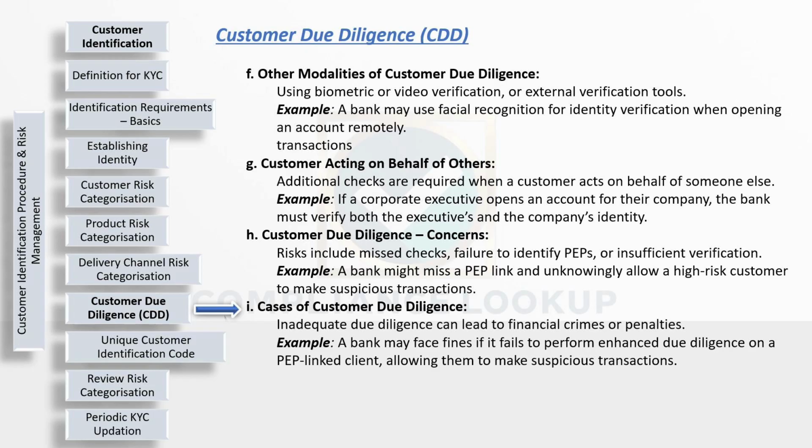I. Cases of customer due diligence. This refers to situations where improper or inadequate due diligence was done, leading to financial crimes or regulatory penalties. Example: a bank might face a fine if it failed to apply enhanced due diligence on a client linked to a politically exposed person, allowing them to make suspicious international transactions without proper scrutiny. These examples illustrate the importance of tailoring customer due diligence processes to the specific risk level and operational environment to prevent financial crimes and ensure compliance with regulations.